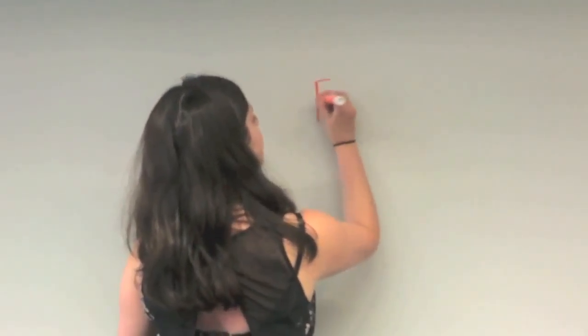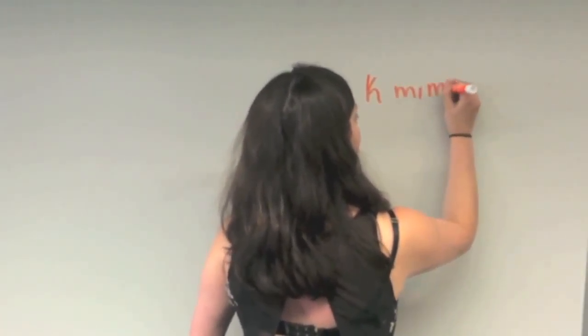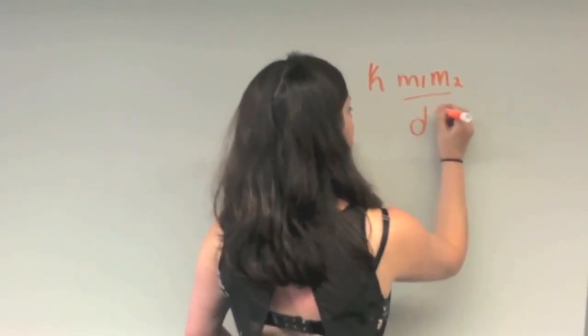The second important law is Newton's law of universal gravitation, developed by Isaac Newton. The law states that the force F of attraction between two particles of masses m1 and m2 is proportional to the product of the masses and inversely proportional to the square of the distance d between the two particles. The formula is F equals k m1 m2 divided by d squared.